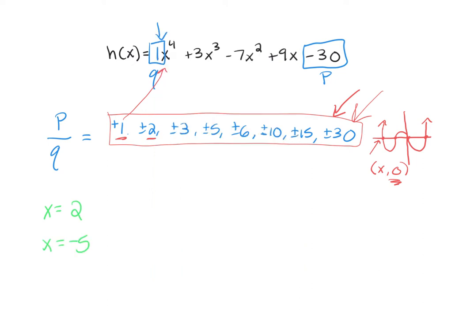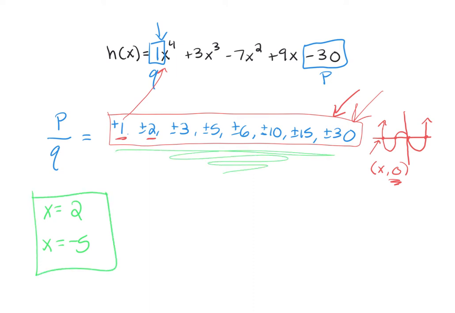So the ratio just gives you all the possibilities, and then you have to test them to see which ones are the actual zeros.